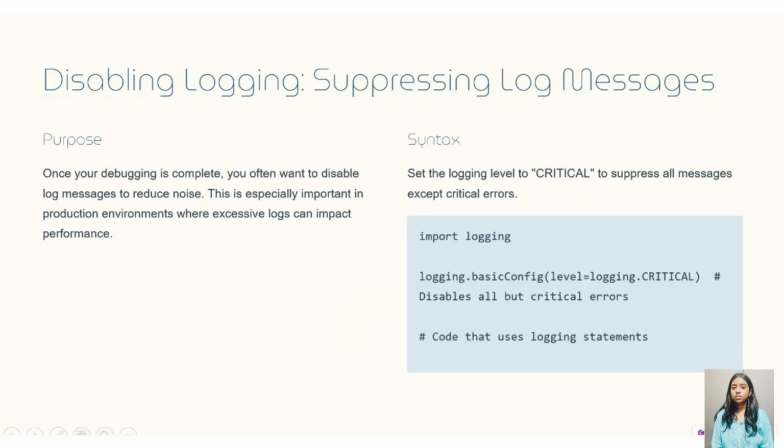Disabling logging, suppressing log messages. Purpose of this: once your debugging is complete, you often want to disable log messages to reduce noise. This is especially important in production environments where excessive logs can impact performance. Syntax: set the logging level to critical to suppress all messages except critical errors.